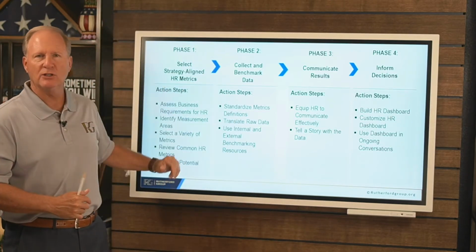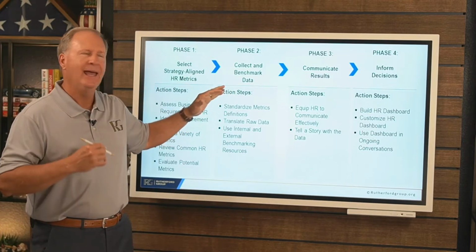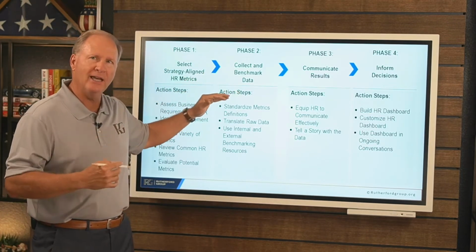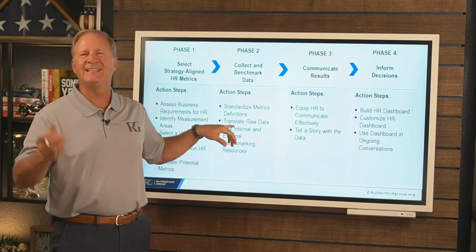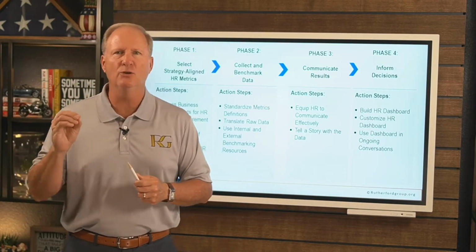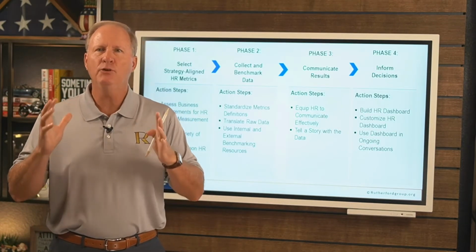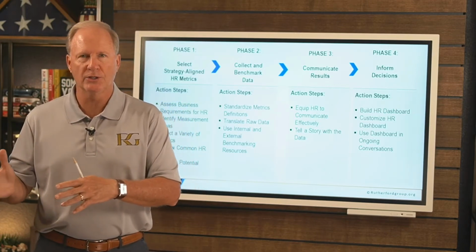So once we kind of have this, we then move to phase 2. And this is kind of the heavy lifting. You're collecting and really benchmarking data to be able to get to where you want to be with metrics. The first key piece is standardize your metrics definitions. This is probably the single most important thing, because if you don't have data correct from the beginning, you're going to be in a world of hurt.